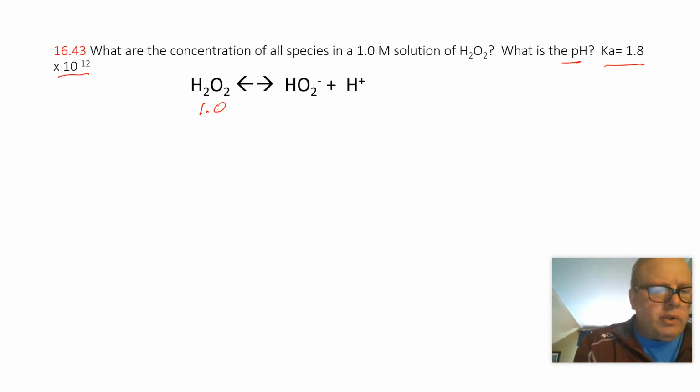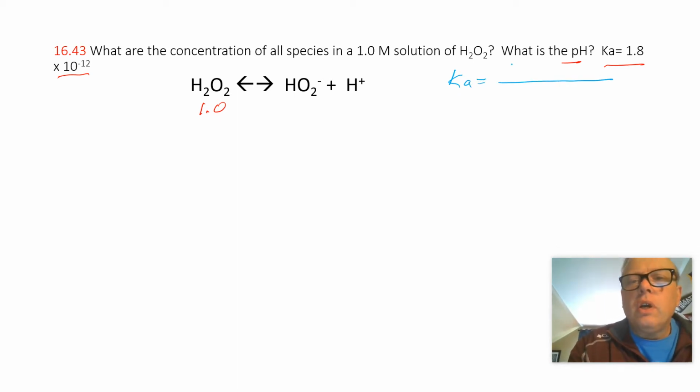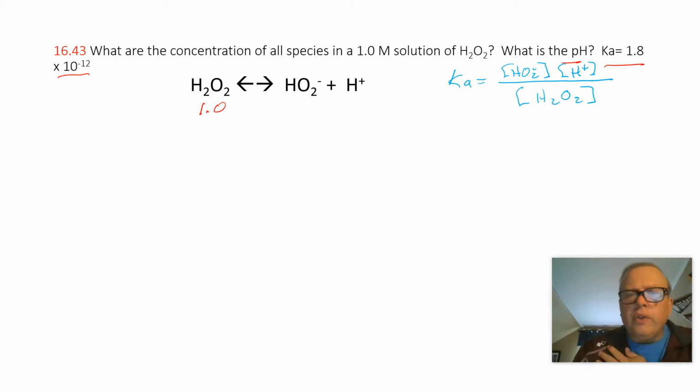So the next thing I'm going to do here is this. My Ka expression is going to be this. Ka is going to be on the top, the monohydrogen attached to the peroxide, not really sure what to call that, times the hydrogen ion, and then on the bottom, the non-dissociated hydrogen peroxide. Okay, so that's how we're going to write out Ka, and we have the Ka value.